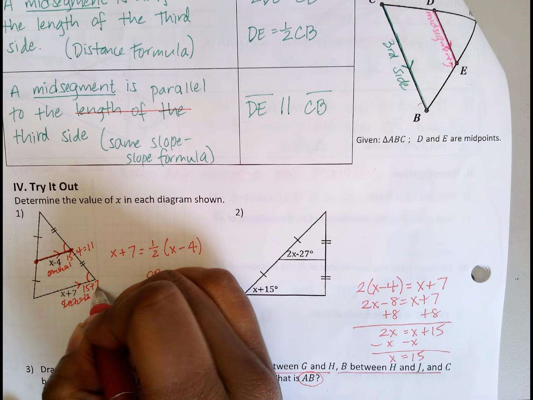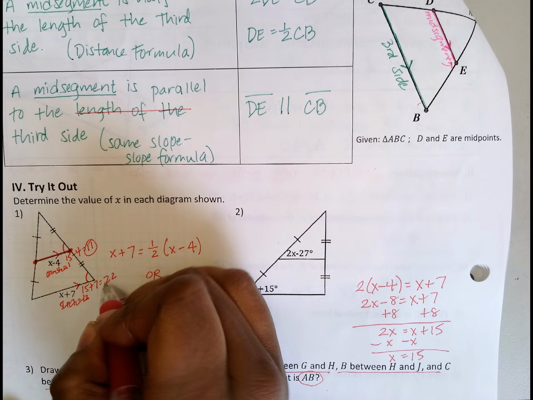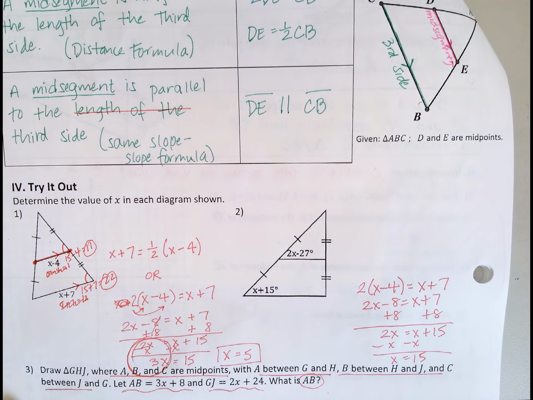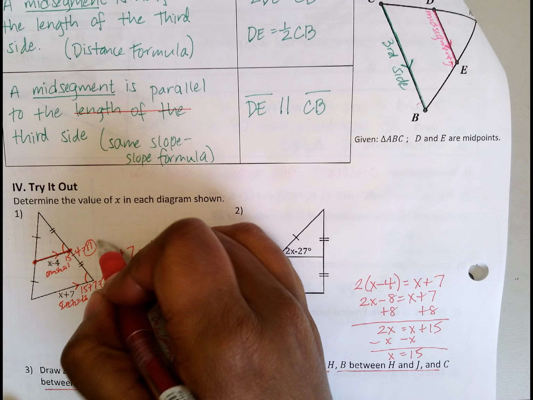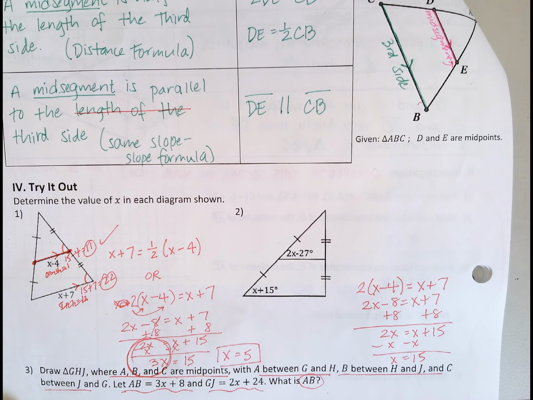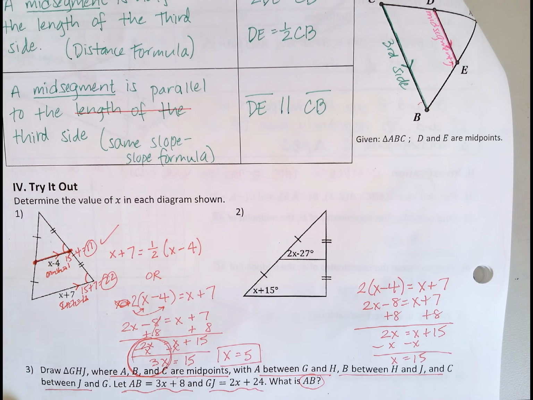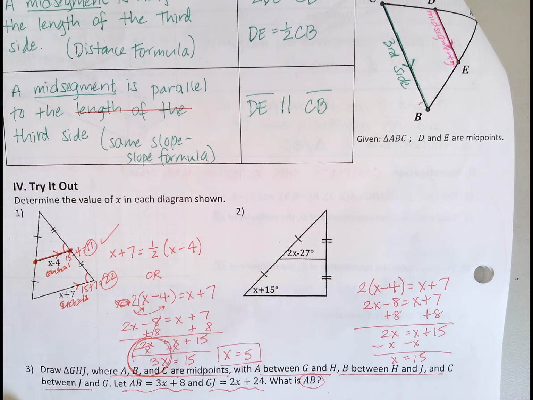15 plus 7 is equal to 22. 11, 22. 11 times 2 is 22. Half of 22 is 11. So this checks out. Okay? Pardon my error, but I'm glad that we went and we backtracked and we fixed it.